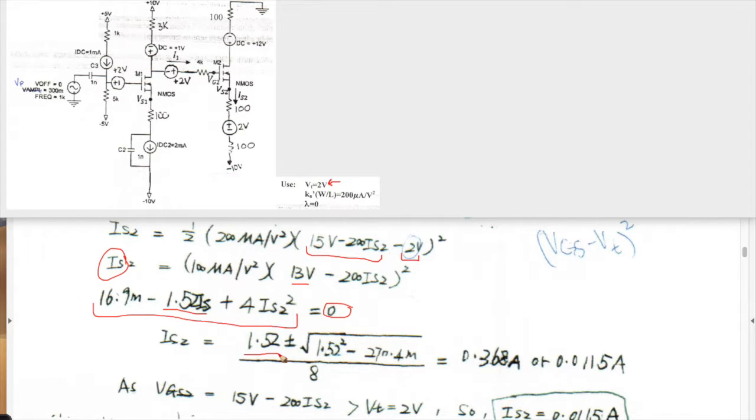So we use minus B plus or minus the square root of B squared minus 4AC. And in this case, this is our A and this is our C, all over 2 times A, which in that case is 4, so that becomes 8. So we get 2 values. And remember, this is a unique solution, so only one of these values is the correct value. So plugging in for VGS2, we need the quantity to be greater than 2 volts. And in this case, it's this answer of 11.5 milliamps that will satisfy this condition. The other one will be less than VT equal to 2 volts.